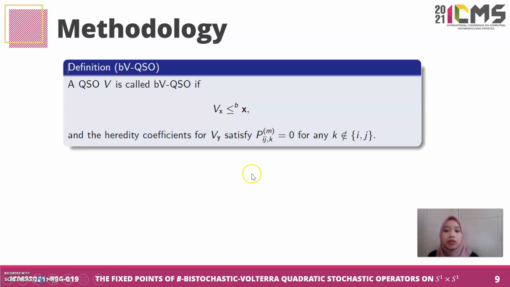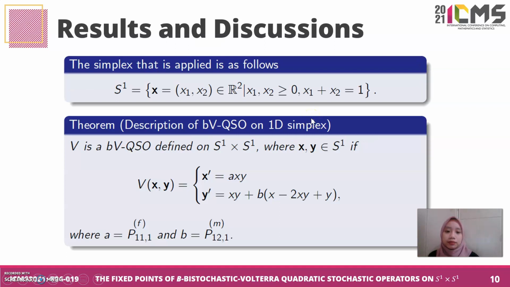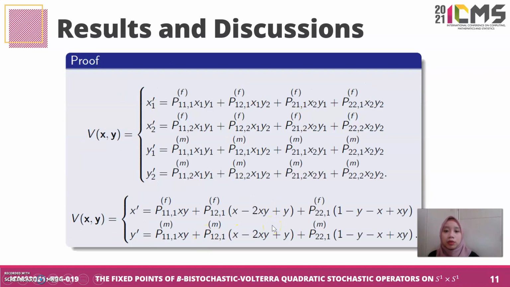Next, this is the definition of bV-QSO, where V is called bV-QSO if Vx is B-ordered by x, and for Vy, the heredity coefficient is equal to 0 for male population. Next, this is the result, where the simplex used in this paper consists of x1 and x2, and it is non-negative, and the summation is equal to 1. So this is the form of bV-QSO defined on one-dimensional simplex, where A is equal to P111 for female population and B is equal to P121 for male population.